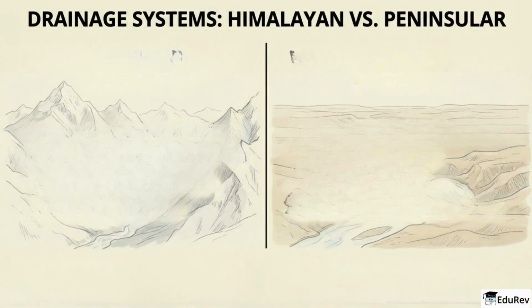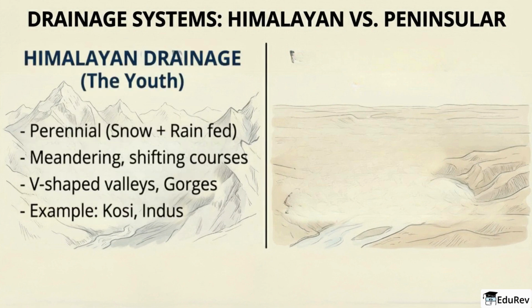Now compare the two great drainage families of India, Himalayan and Peninsular. Himalayan drainage is the youth. It is perennial, meaning fed by snow plus rain, so flow continues through the year. These rivers meander, shift courses, cut V-shaped valleys and gorges. Examples given are Kosi and Indus.